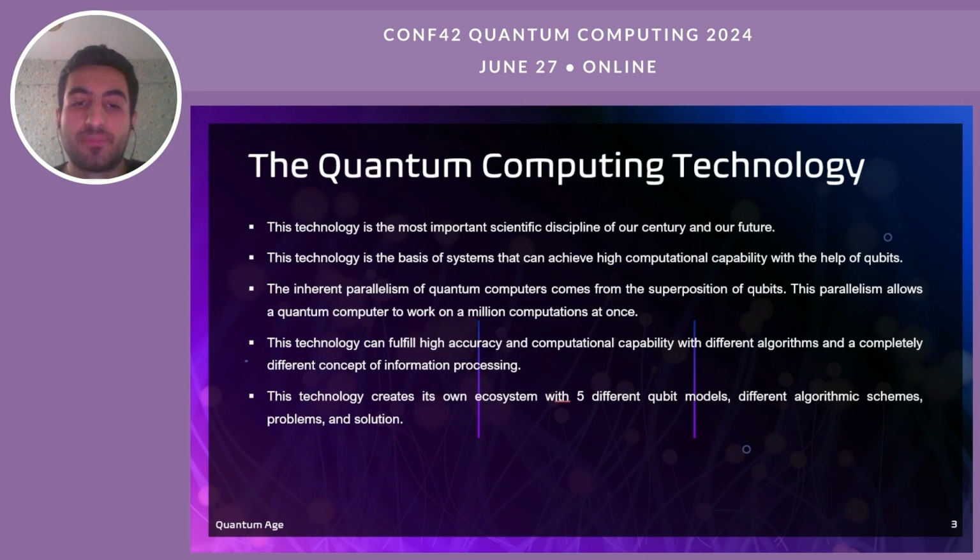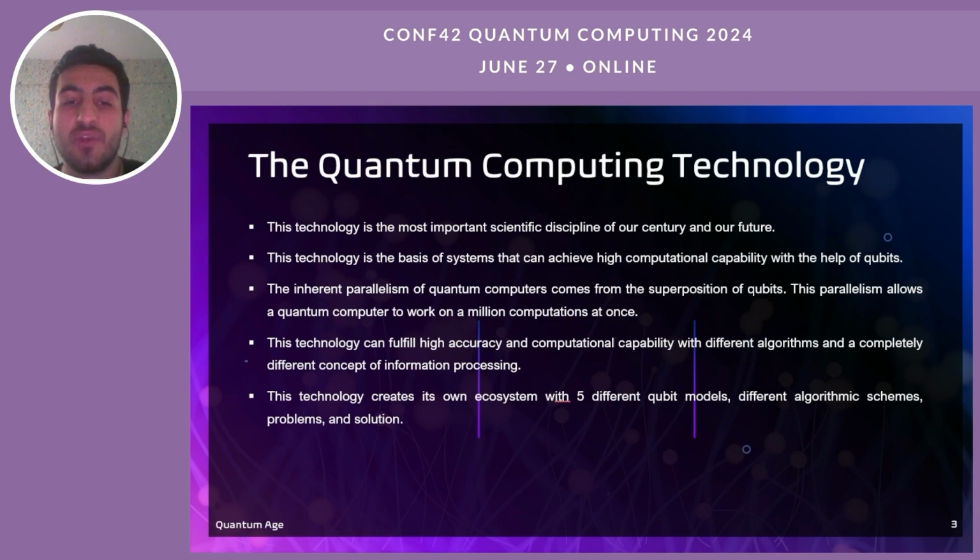The inherent parallelism of quantum computers comes from the superposition of qubits. This parallelism allows a quantum computer to work on a million computations at once. It's very important because this is a huge amount of computational power. And we can achieve thousands of qubits today with the help of IBM. It is very important scientific news.